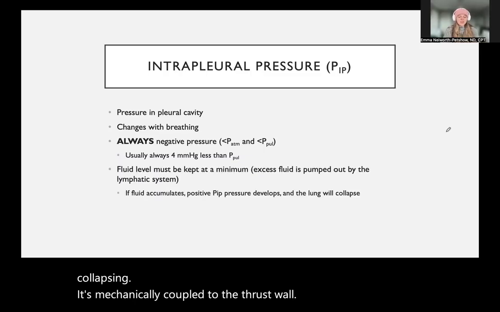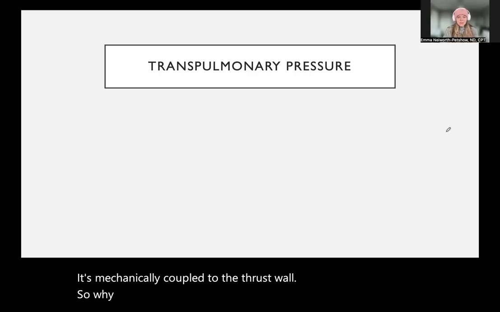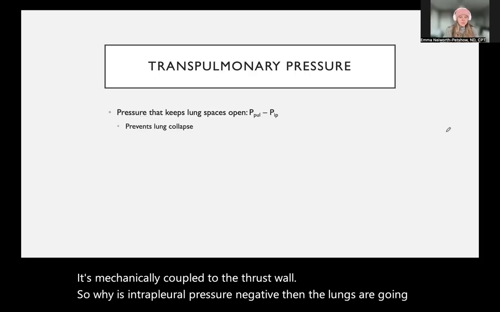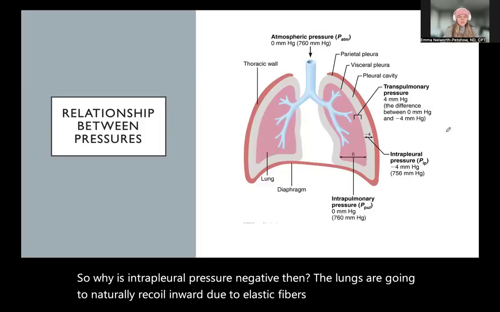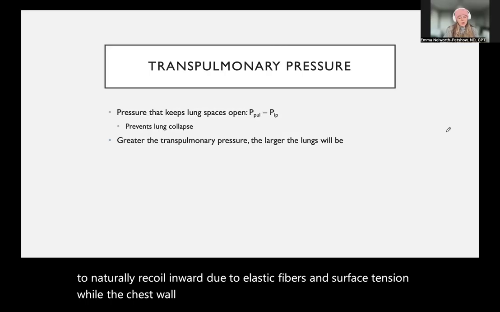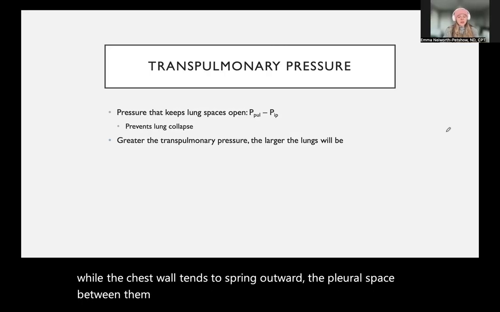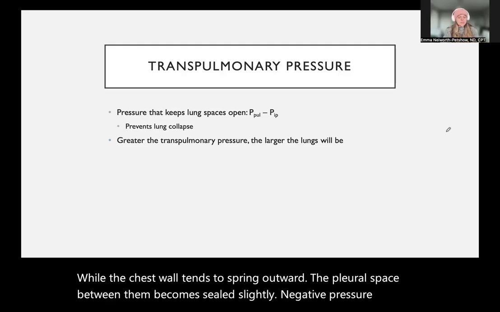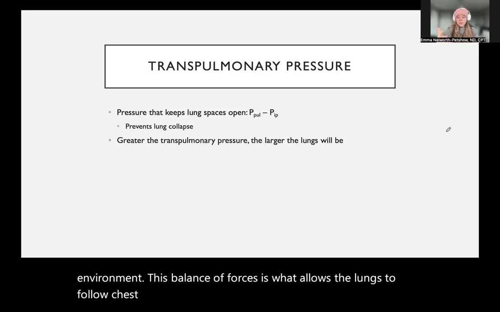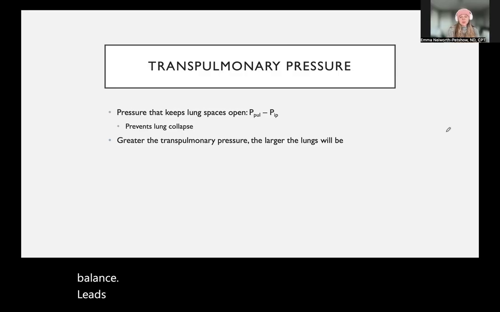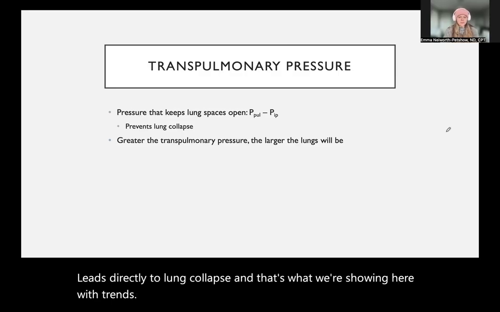So why is intrapleural pressure negative? The lungs naturally recoil inward due to elastic fibers and surface tension, while the chest wall tends to spring outward. The pleural space between them becomes a sealed, slightly negative pressure environment. This balance of forces is what allows the lungs to follow chest wall movements during breathing. Disruption of this balance leads directly to lung collapse. And that's what we're showing here with transpulmonary pressure.